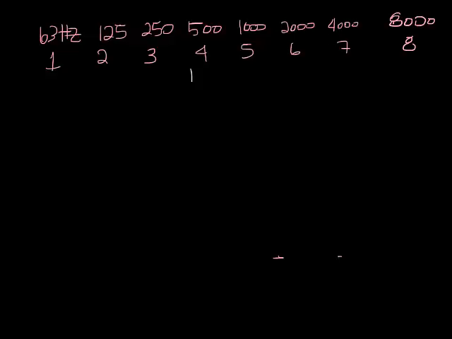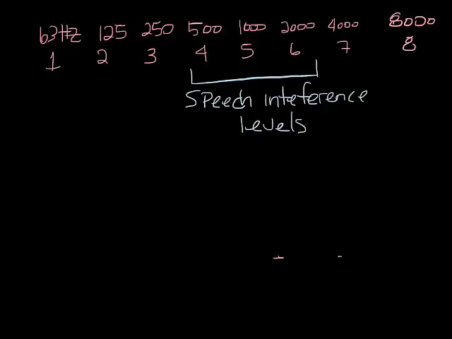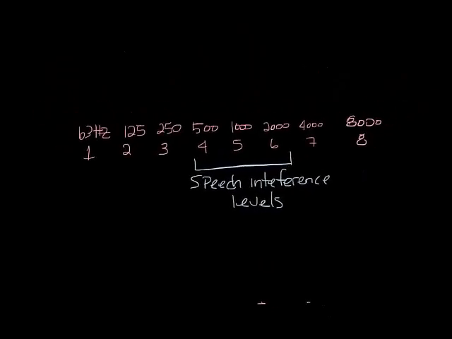Octave bands 4 through 6 are the speech interference bands, also called the speech interference levels. This is because most human speech happens between 500 and 2,000 hertz. Having a sound too loud in these bands could make it hard for people to hear other people talk, hence the name speech interference. Different products generate their highest sound levels in different octave bands.